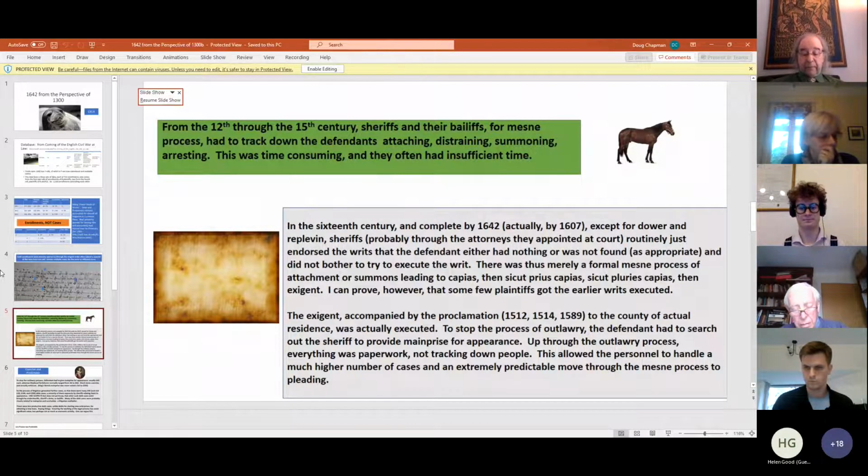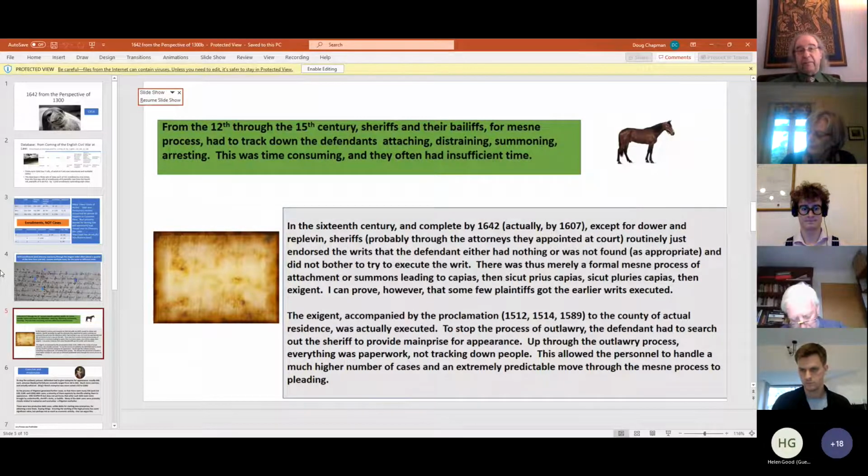So to stop the outlawry process going to completion and resulting in the defendant being outlawed and unable to operate at common law, the sheriff didn't have to do anything, or his bailiffs. The defendant had to get in contact with the relevant sheriff and provide mainpernors. So from the sheriff's point of view, this is dead easy. Their chief clerk just has to sit at their central office and wait for the defendants to get in contact with them. So instead of the sheriff or his bailiffs going out and finding people, they have to go and find him.